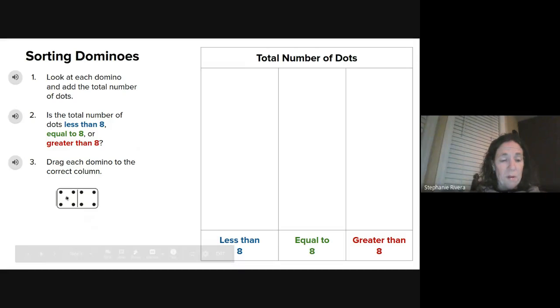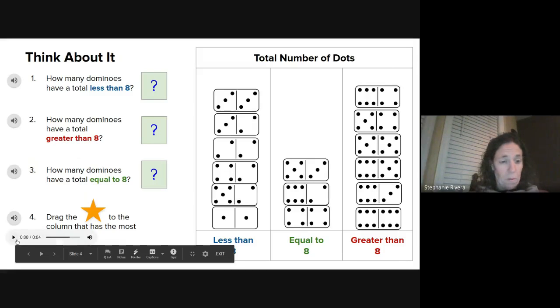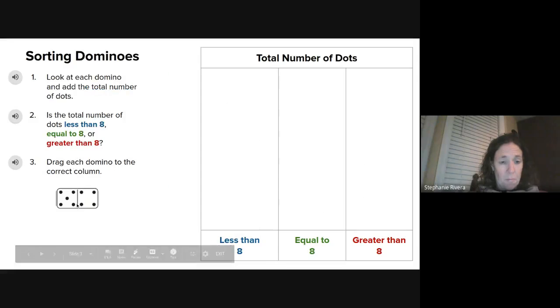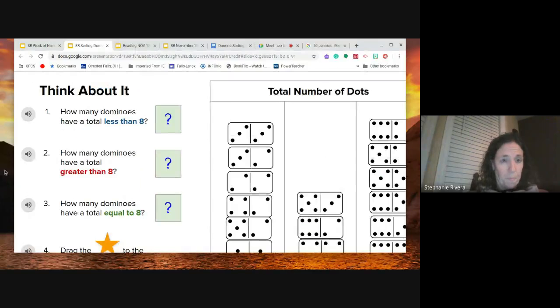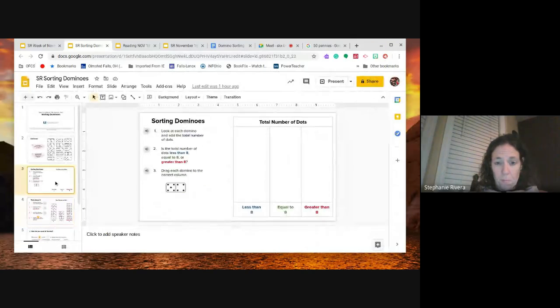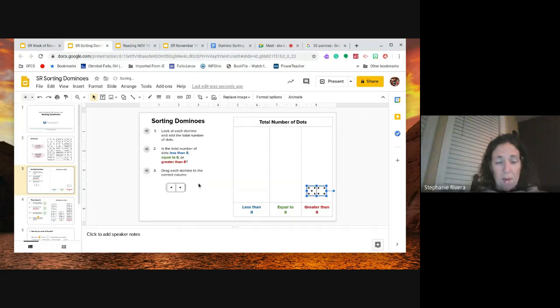So our first domino here is 1, 2, 3, 4, 5. 1, 2, 3, 4. So let's see. We have 5, 6, 7, 8, 9. Oh, I heard somebody say it's greater than 8. And you are absolutely right. That one is greater than 8. Now our next domino is 1 and 1. Very good. I heard you tell me it is less than 8.